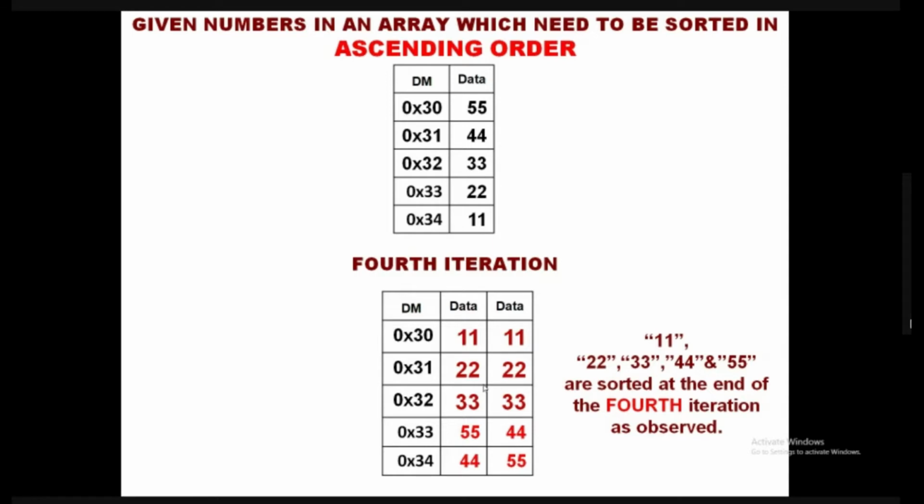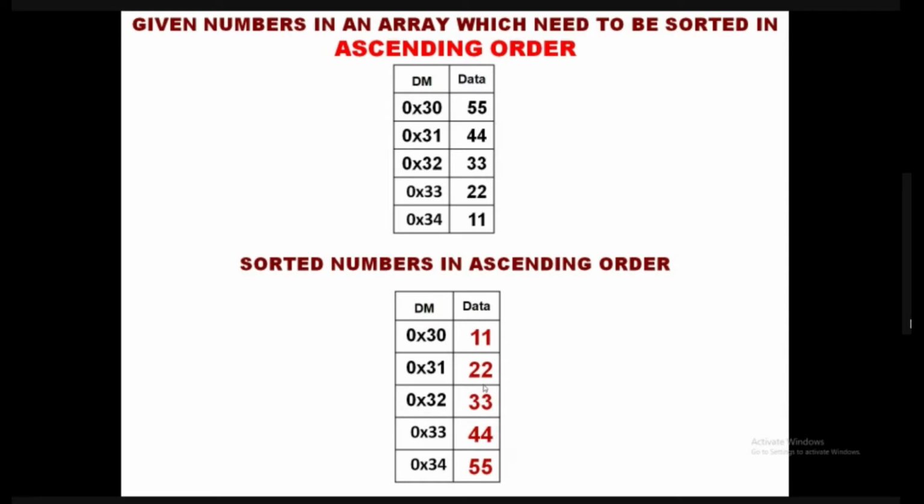You can write the program using assembly language, C language, C++ language, Python, or whatever it is. Our interest is to write an assembly language program, that too an assembly language program using the 8051 microcontroller. Let us do the assembly language program for sorting the numbers in ascending order, as you see here. So the sorted numbers in ascending order are 11, 22, 33, 44, 55.